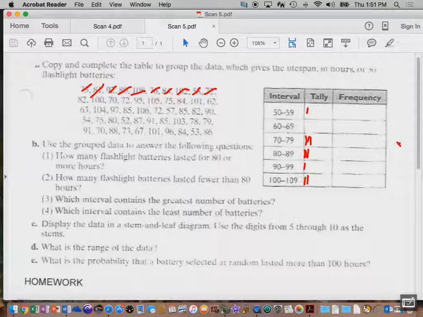All right, so I gotta go 82, 170, 72, 95, 105, 75, 84, 102, 101, and 62. You'll notice every time I do a set of 5, I cross it sideways. Right, that's a group of 5 when you do this. And then the frequency, you just add them up. 1, 1, 6, 4, 2, 5.